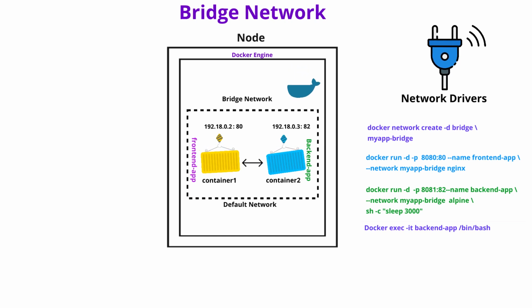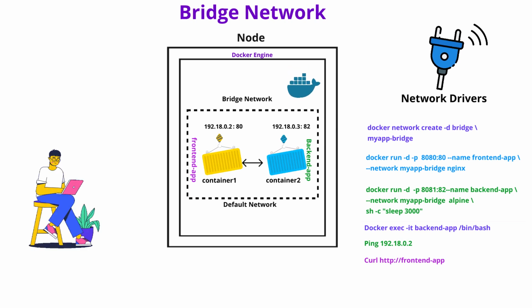Let me use the docker exec command in order to log in to the backend application. Now let's fetch the IP address of container one. Either you can ping with the help of the IP address of container one, or you can use the curl command along with the name of container one. In this way, container 2 can communicate with container 1.